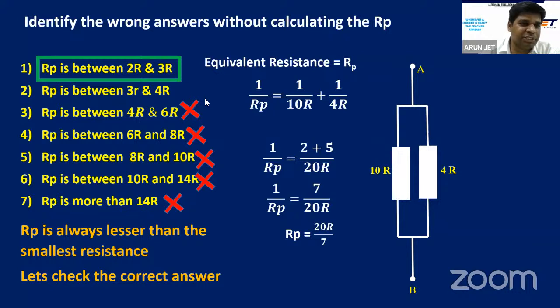No, option 2 is not wrong, Shashank. See, option 2 says RP is between 3R and 4R. It's between 3R and 4R. So that's right. It could be right. Whether it's right or not, I have to calculate and see. But that could be right. That's definitely not wrong. But above 4R is definitely wrong. You got the point, Shashank.